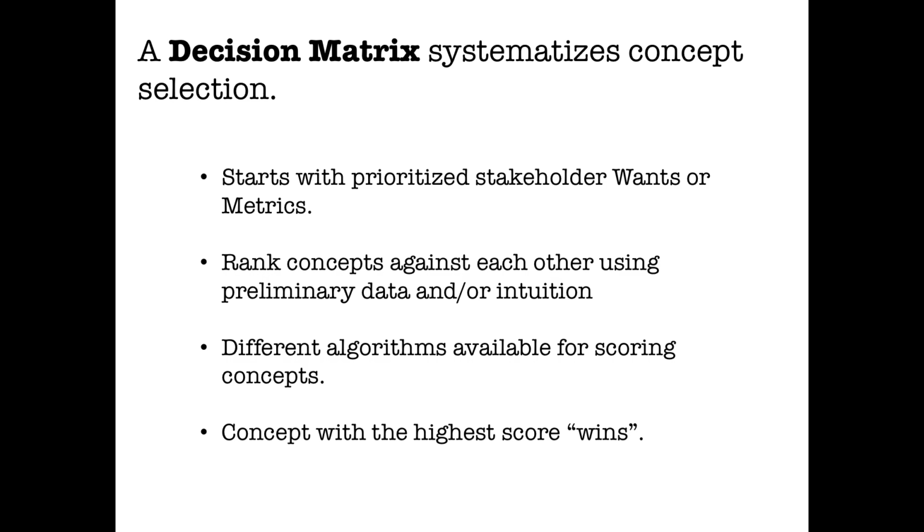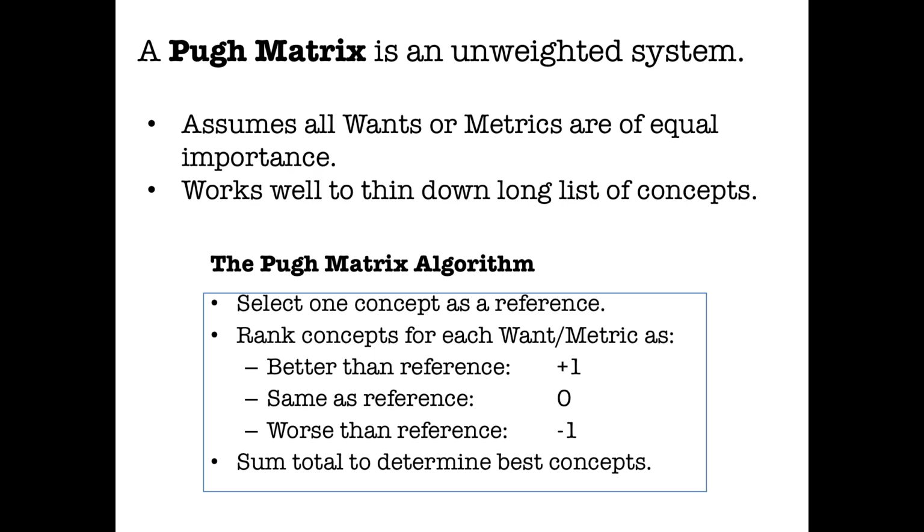Generally, when you're using these algorithms, the concept with the highest score, quote unquote, wins, and that's the concept that you're going to advance. Okay, so a Pugh matrix is an unweighted system. It's an unweighted decision matrix system. It assumes all wants or metrics are of equal importance, and it works really well to thin down long lists of concepts, right? So if you've got a long list, you need to make a first pass through and thin down the list. A Pugh matrix is a good way to go. Honestly, for this project, it's also a good way to make that final choice, okay?